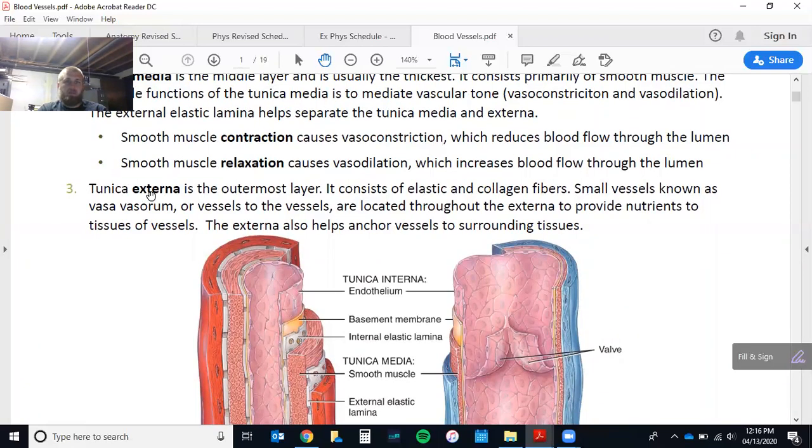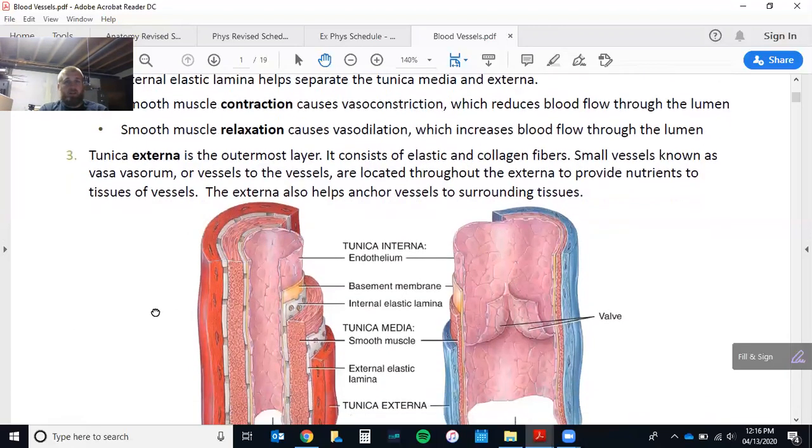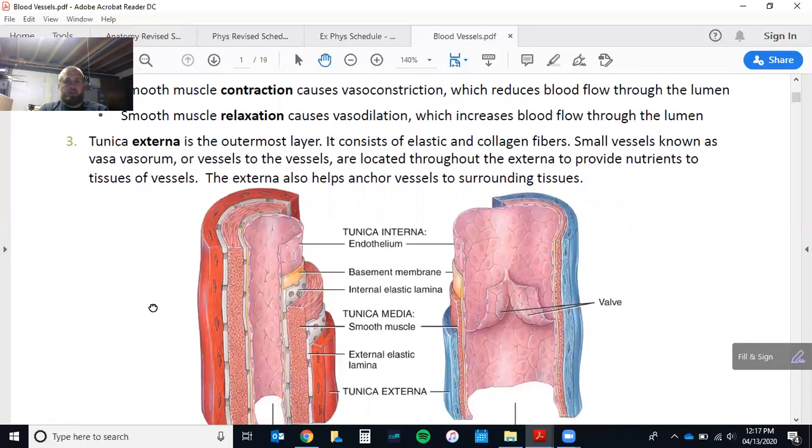Tunica externa, our outermost layer, consists of elastic and collagen fibers. Elastic fibers allow it to stretch. Collagen fibers help hold everything together. In your larger arteries and veins, they're actually going to have blood vessels in this layer. So that's kind of crazy. Got vessels that have vessels. We call these vasa vasorum, or vessels to the vessels.